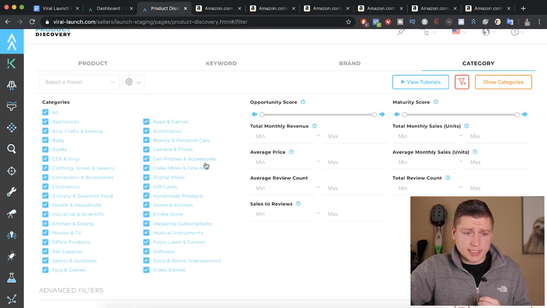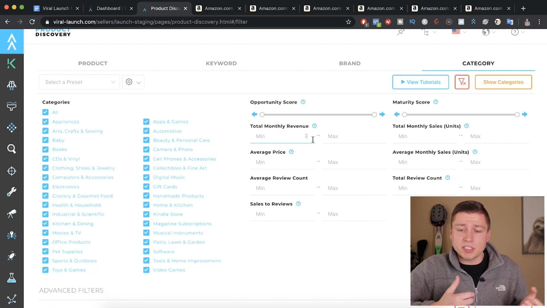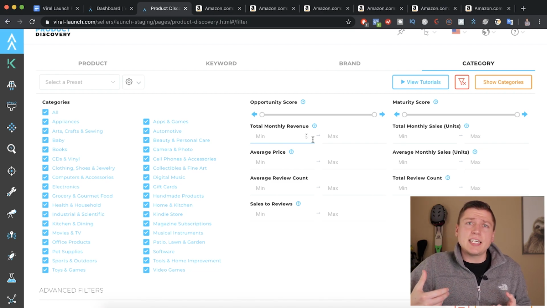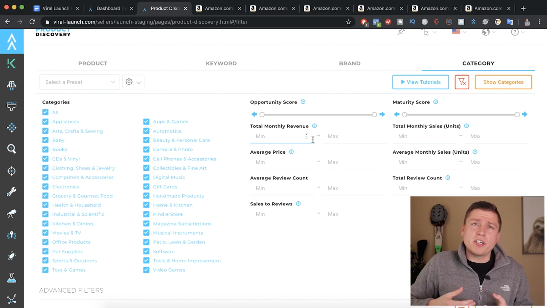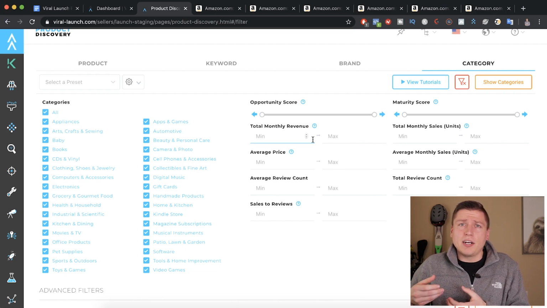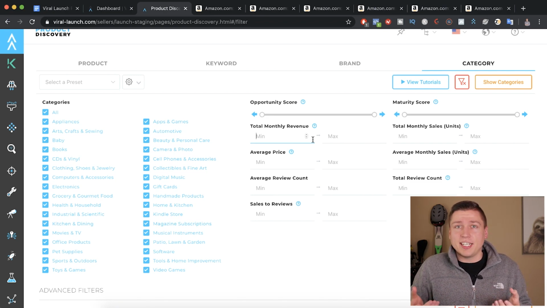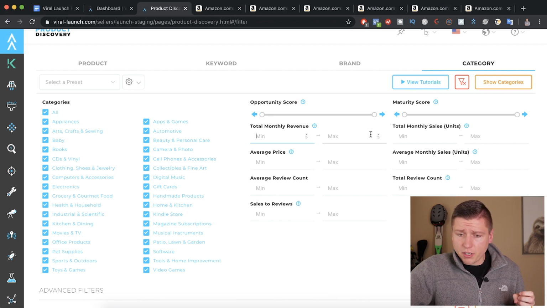So let's start plugging these things in. I got all categories selected again. Start to hit off the ones you don't care about, right? But for the sake of time, I'm going to leave that there. So total monthly revenue in this case is for the whole category itself, the subcategory. So we're going to leave that blank because we don't want to limit ourselves, because it doesn't matter how much it's doing in revenue, right? Because say there's one category that only does 10,000 in revenue for the whole category, but there's only one product in there. Well, that category is doing 10,000. So it's very relative, right, guys? So we don't care about that.